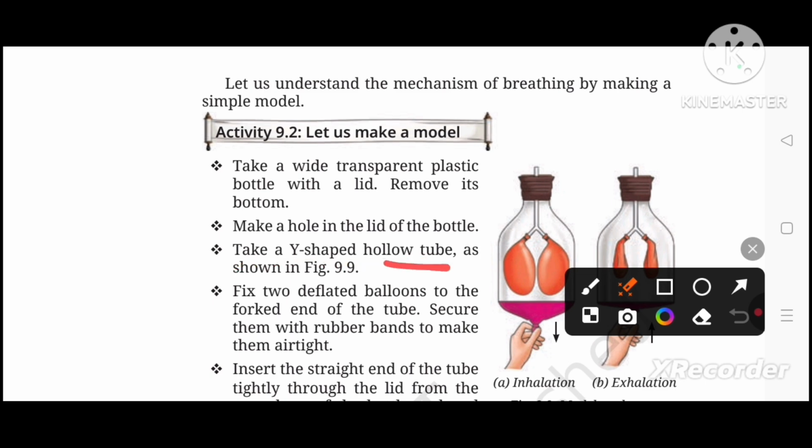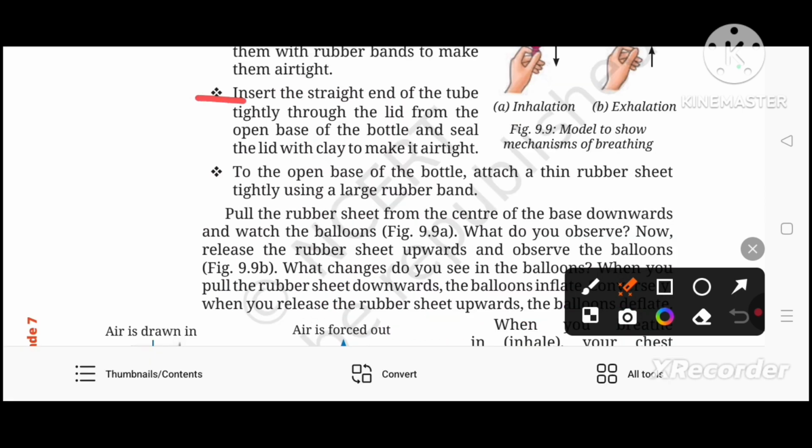Take a Y-shaped hollow tube as shown in figure 9.8. Fix two deflated balloons to the fork end of the tube. Secure them with a rubber band to make them airtight. Insert the straight end of the tube tightly through the lid of the open-base bottle and seal the lid with clay to make it airtight. To the open base of the bottle, attach a thin rubber sheet tightly using a large rubber band.